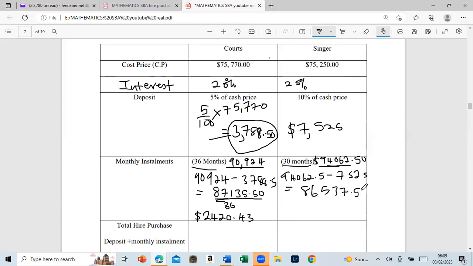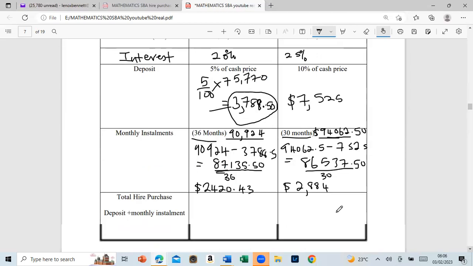Guys, make sure you're doing the calculation because I want you guys to get the understanding. Alright. So it's 30 months, so we divide it by 30. So this is what we're going to pay each month. Let's divide that by 30. So it's 86,537.5 divided by 30. So with Singer, you'll be paying a little bit more monthly. So it's 2,800, but guess what? You're going to be completing the payment 6 months earlier.